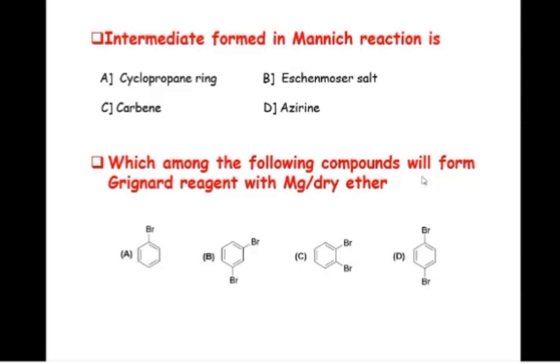See here, if I look at the remaining options. Carbene. Everyone is studying carbene formation, how to form carbene. And carbene generally forms in several reactions. One of the reactions is the Simmons-Smith reaction, or dichlorocarbene in the Reimer-Tiemann reaction. In Mannich reaction, no carbene formation.